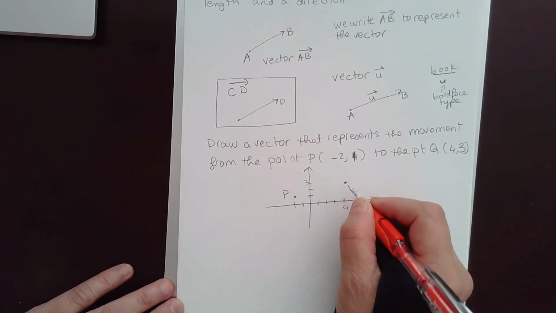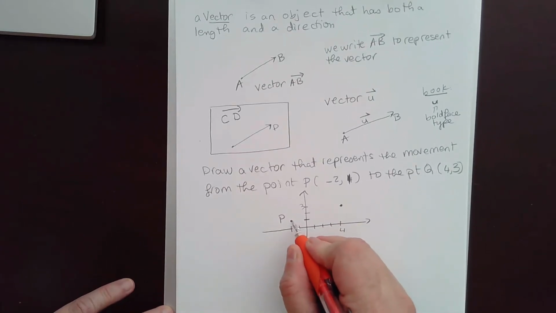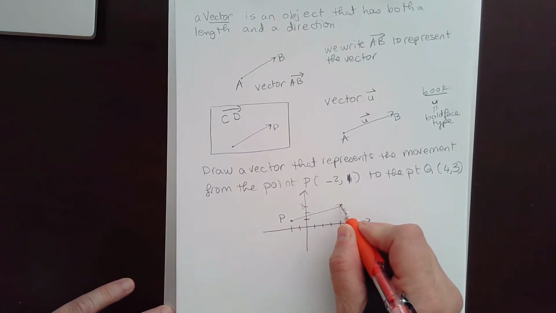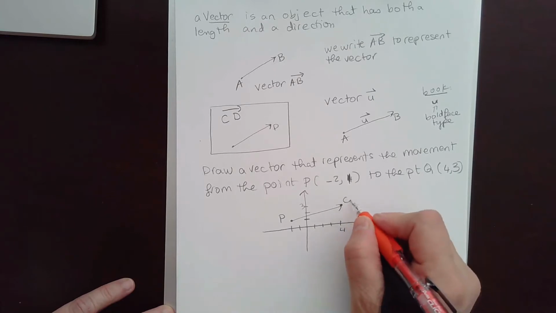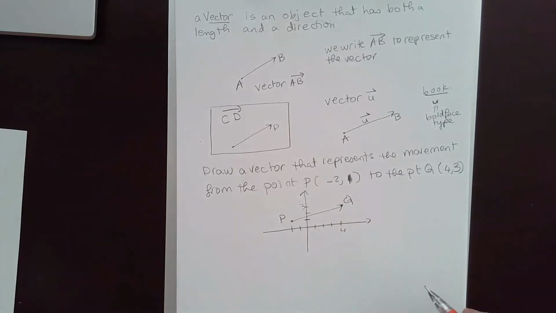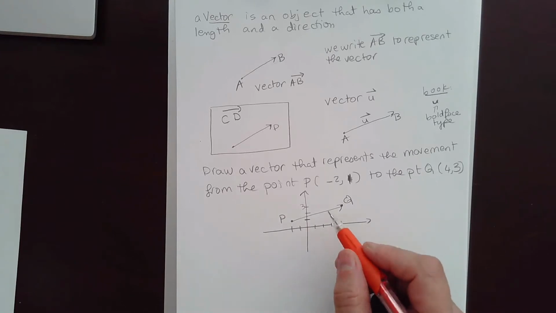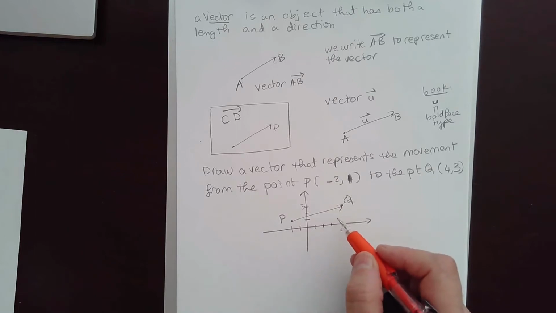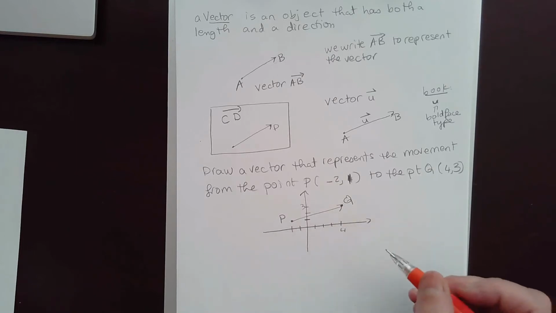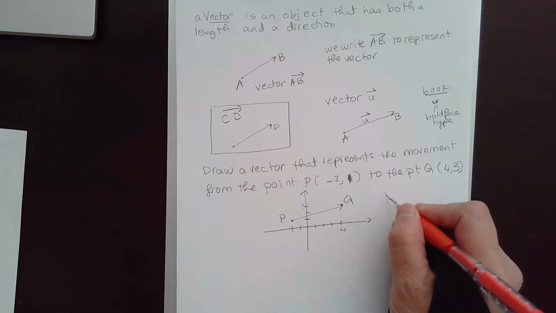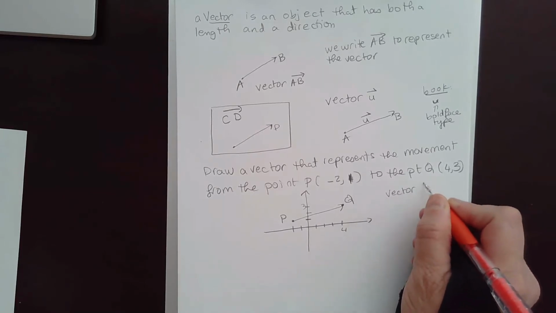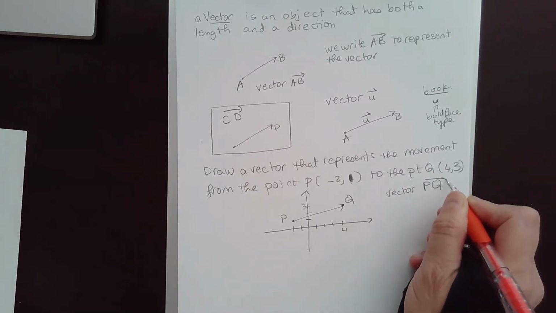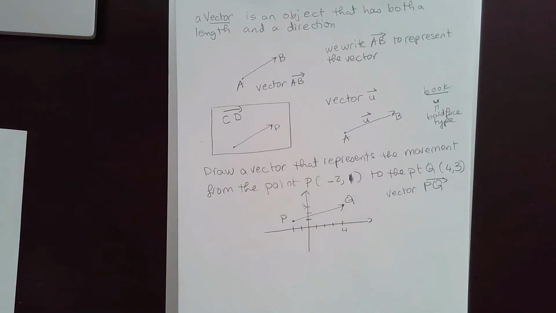Here is the vector PQ. So you draw an arrow from the first point P to the second point Q, and we construct the vector PQ. This is vector PQ. All right?